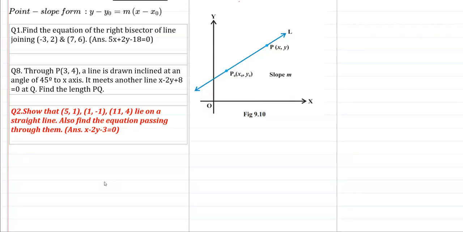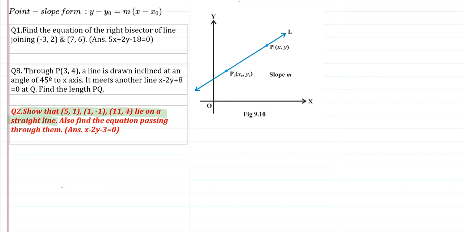Continuing with this, we are on question number 2. It says to show that these 3 points lie on a straight line. That means we have to prove collinearity. Well, in this chapter, by default, we'll be using the slope of a line instead of any other properties that you might have learned in lower classes. First of all, we have to show that these 3 points are collinear.